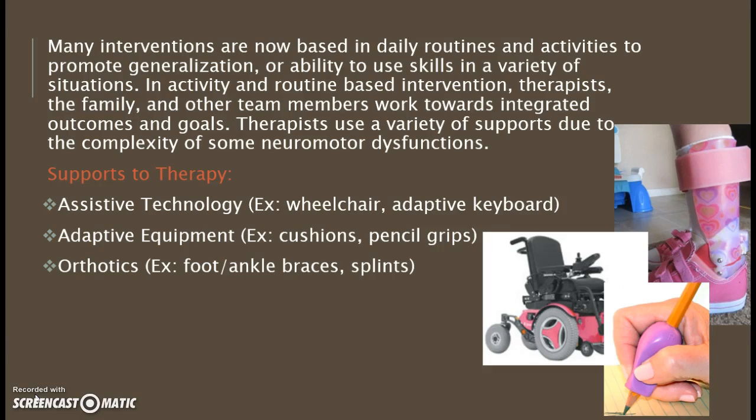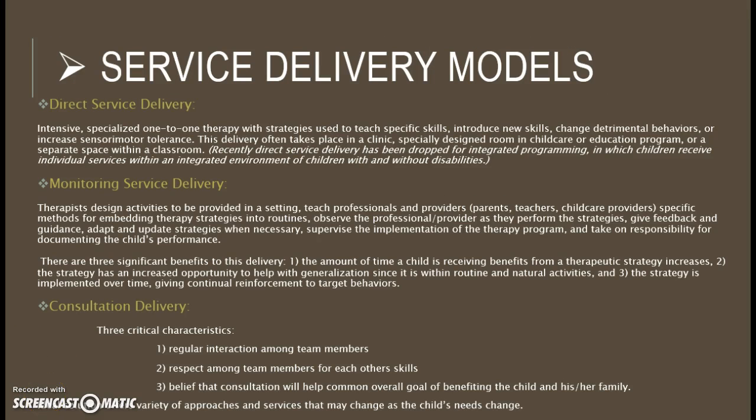Therapists use a variety of supports due to the complexity of some neuromotor dysfunctions. Some supports to therapy are assistive technology, such as a wheelchair or an adaptive keyboard, some adaptive equipment, such as cushions or pencil grips, or orthotics that are foot or ankle braces or splints. There are 3 types of service delivery models discussed in our chapter.